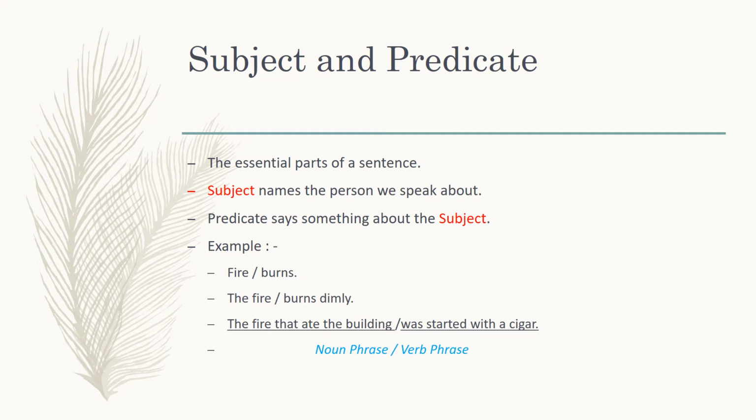Now, in the third sentence, the fire that ate the building was started with a cigar. Here we can see there is a group of words forming the subject and a group of words forming the predicate. When there is a group of words that forms a subject, we call that a noun phrase. And the group of words that forms a predicate is called the verb phrase. And when we add a lot of words to enhance a subject, we call that enlargement. That's not important, but still a GK.